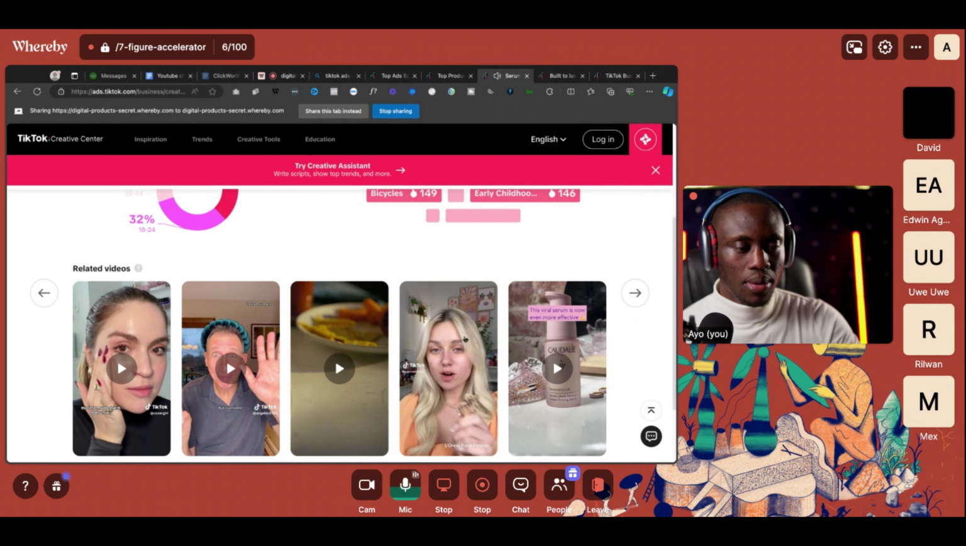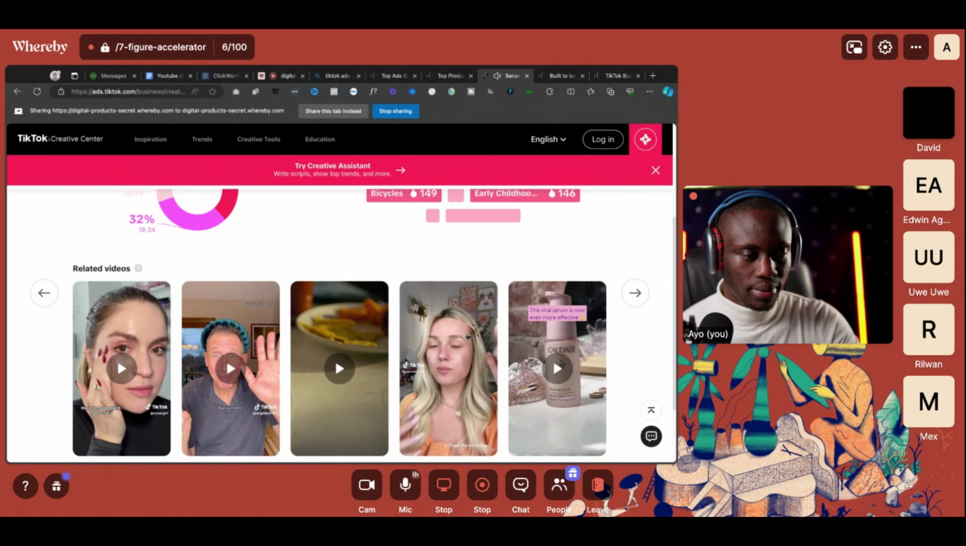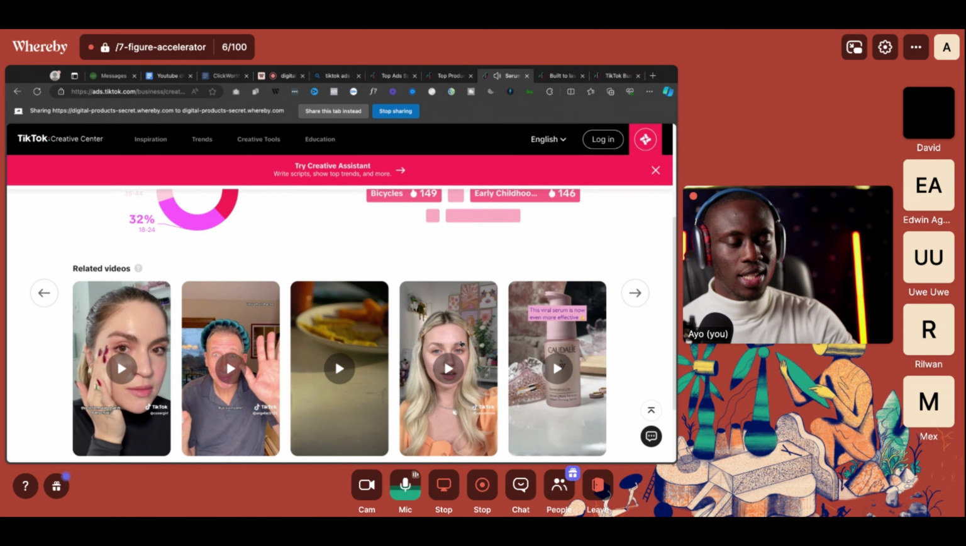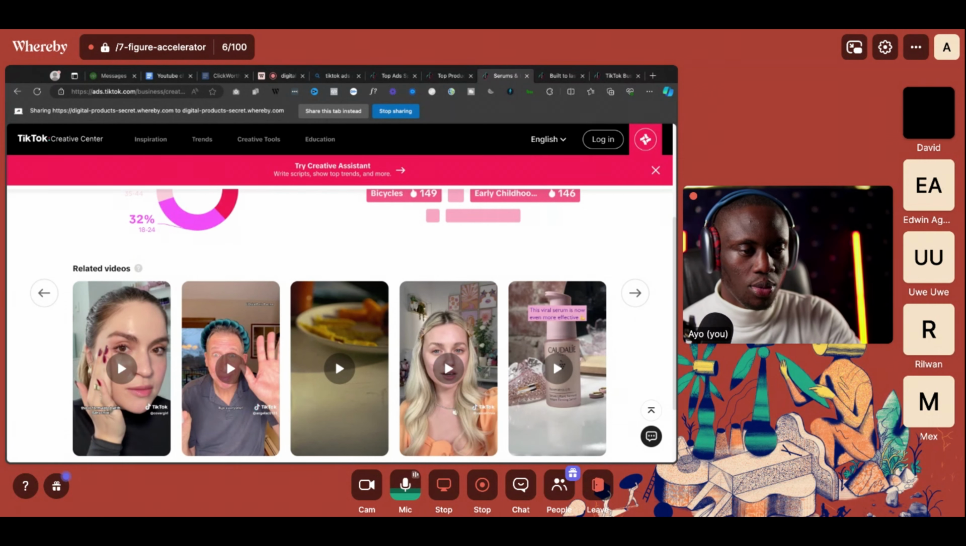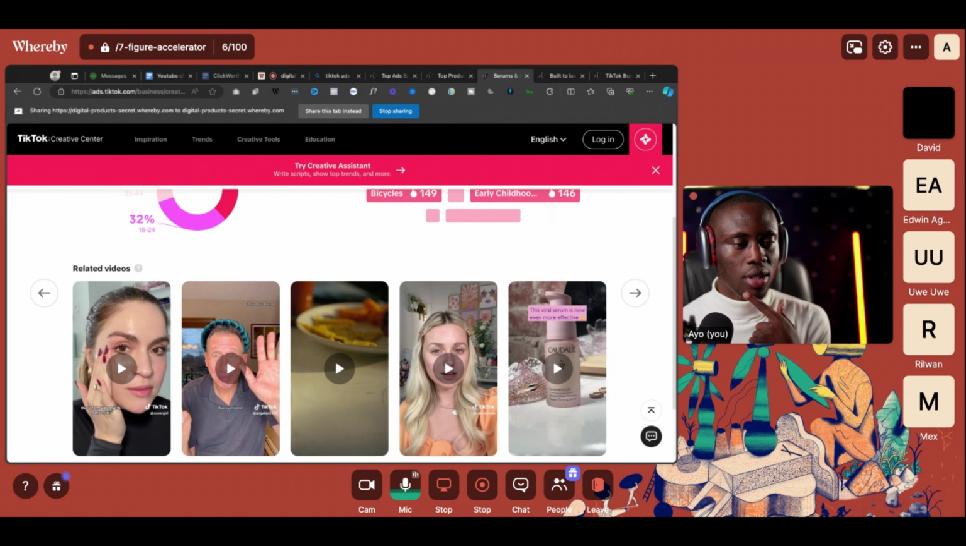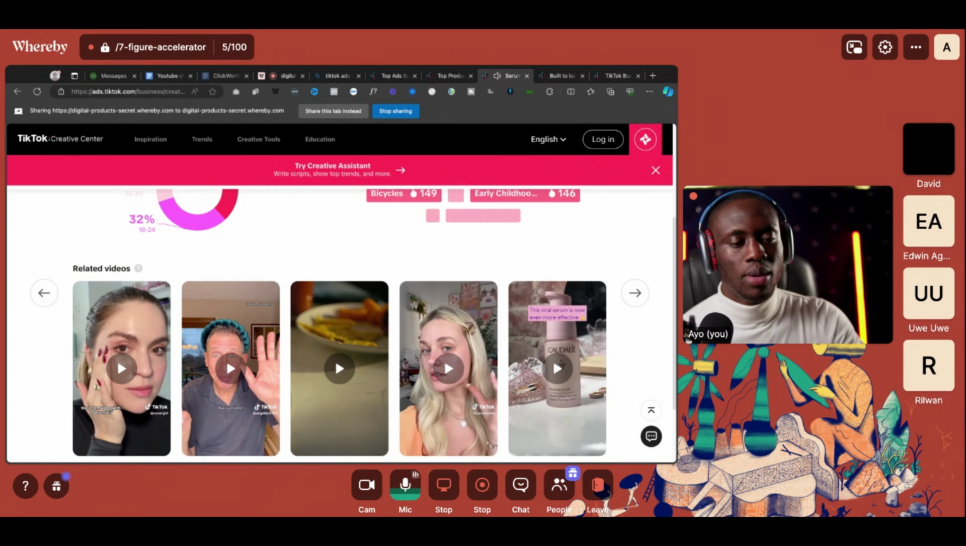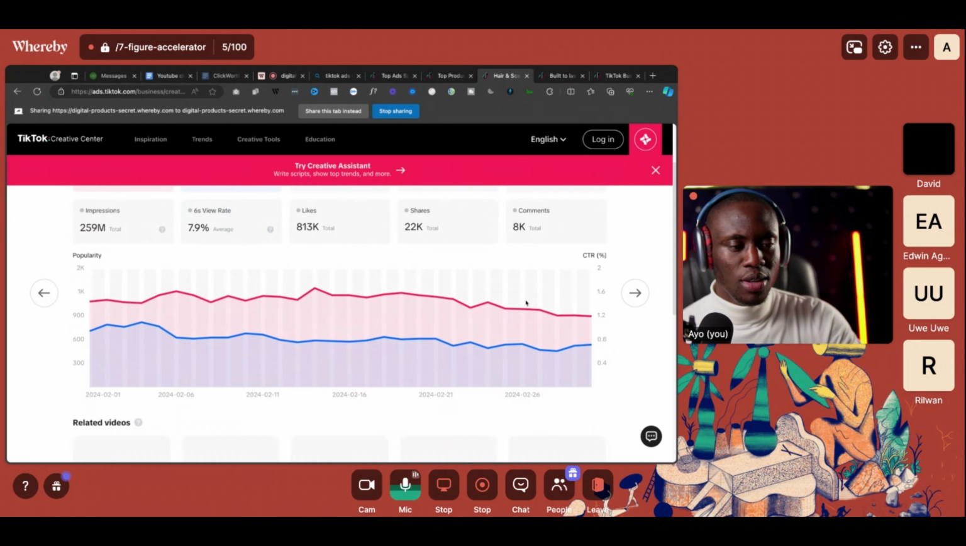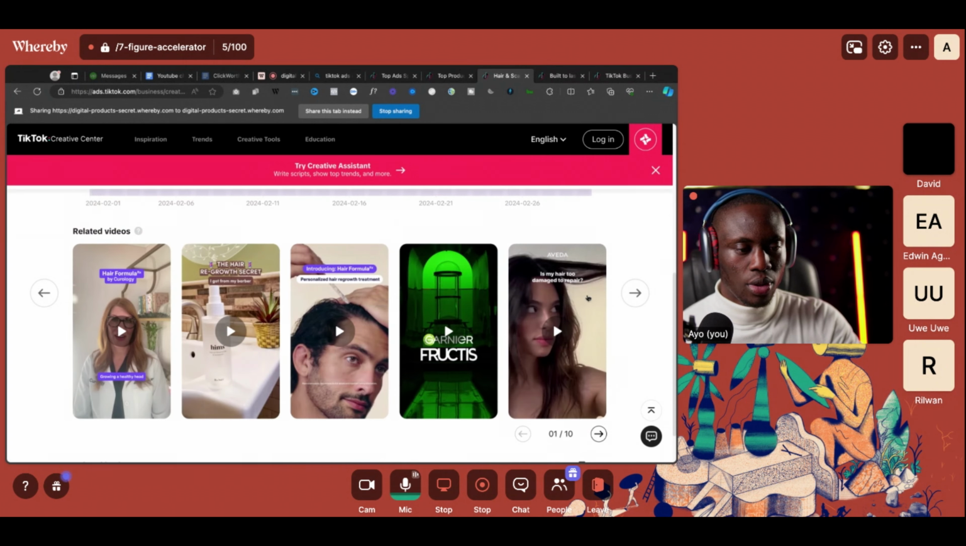Let's check this. So she is starting out with a bare face, which is showing she has skin pigmentation, rough skin. So she's showing it before and after. Anyways, that's it about this one. So let's see other products.